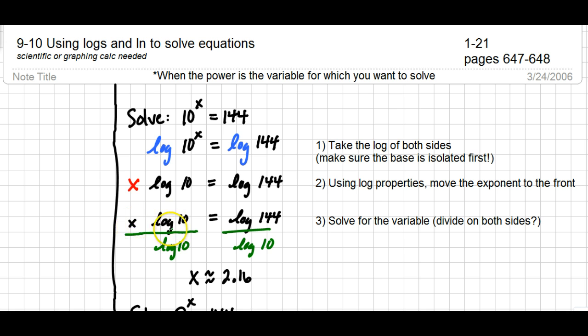Now that the x is isolated, I can divide both sides by the log of 10. The log of 10 is going to cancel out on this side, not because the logs cancel, but because the log of 10 cancels itself. And then over here I'm just going to calculate log of 144 divided by the log of 10. And then I'll get a decimal answer. So let's go to our calculators next and see how you type in log of 144 divided by log of 10. So let's go to the calculator.